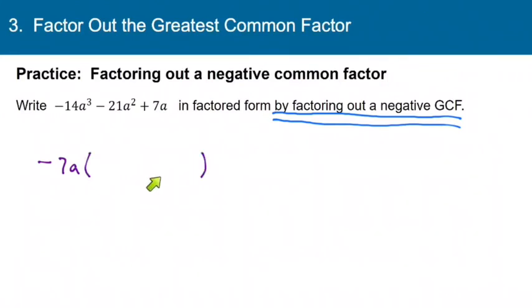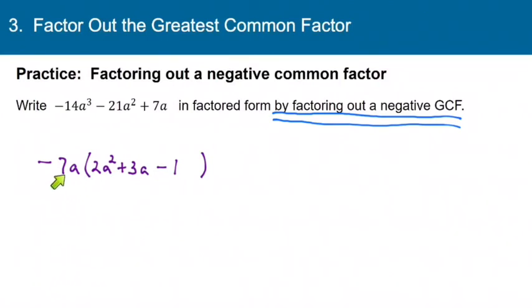Okay, now I need to put 3 terms in here so that when I distribute I can get these 3 terms back. Negative 7 times positive 2 makes negative 14, and a times a squared makes a to the third. Now the next term will be positive. Negative 7 times positive 3 gives negative 21, and a times a gives a squared. And then the next term will be negative, and negative 7a times negative 1 gives positive 7a.